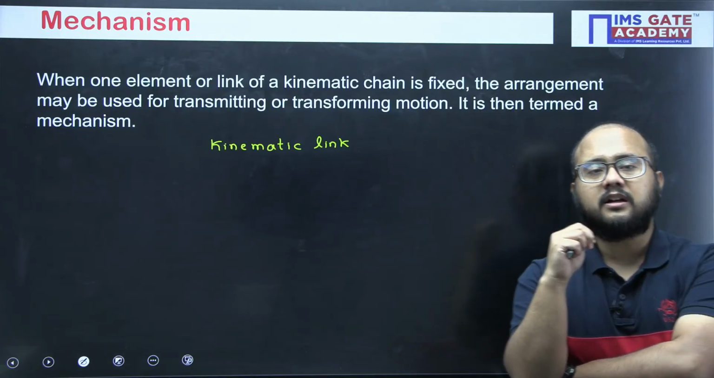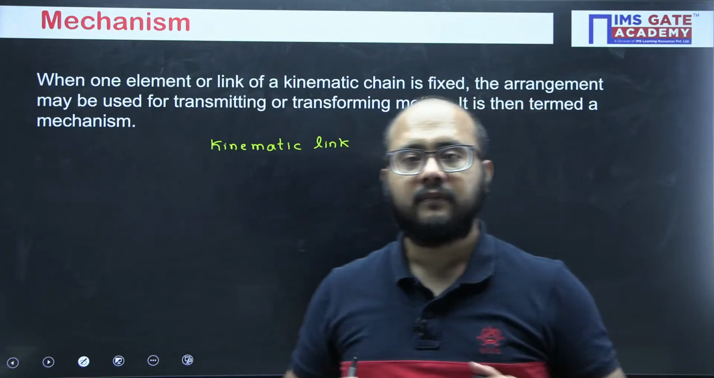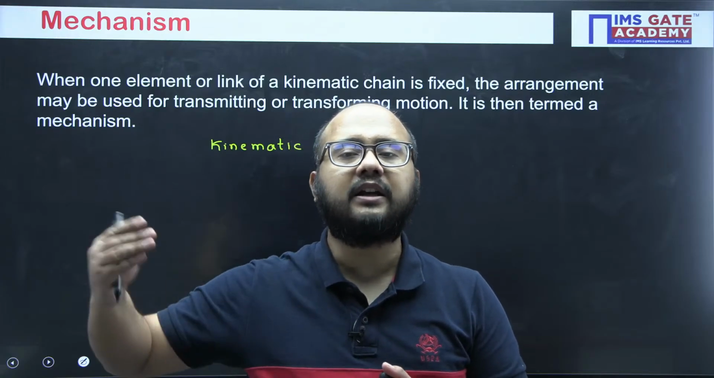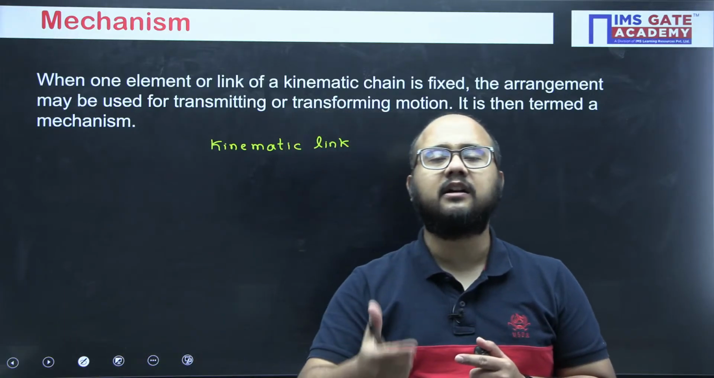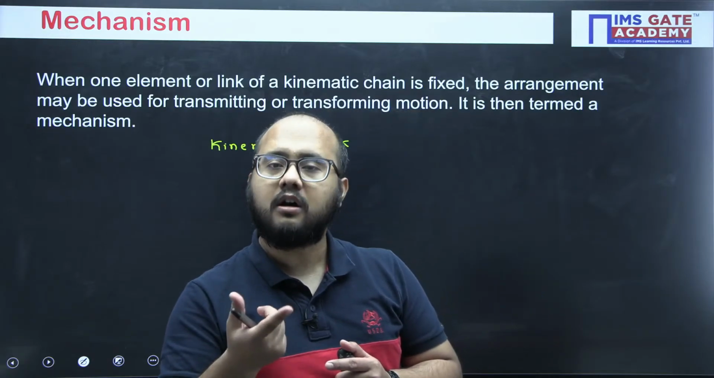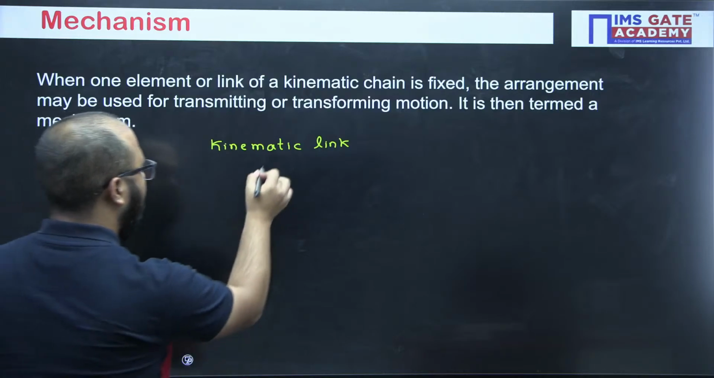Coming back to the connection between the links, how the links are connected with each other, how that particular connection is. So based on different criteria, we have classified the kinematic connection, or that is kinematic joint or kinematic pair. So next thing is what? Kinematic joint.